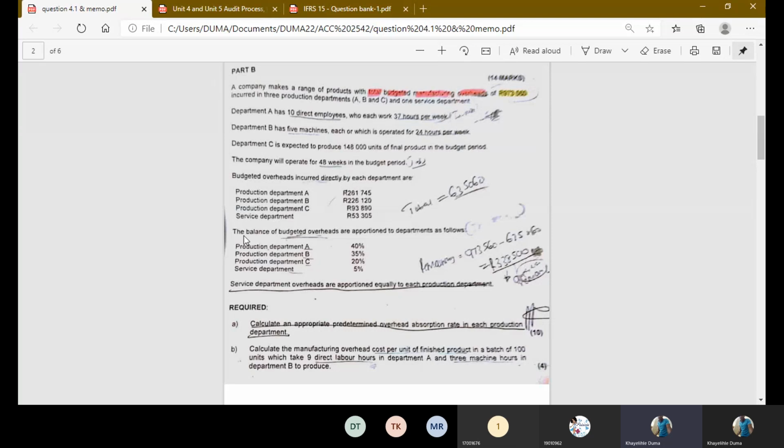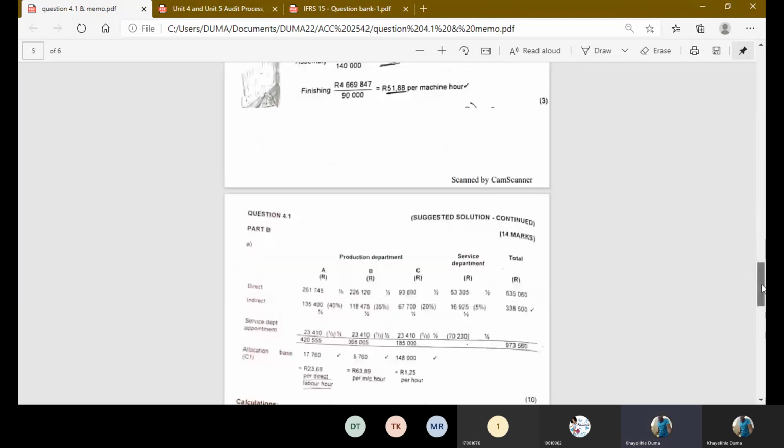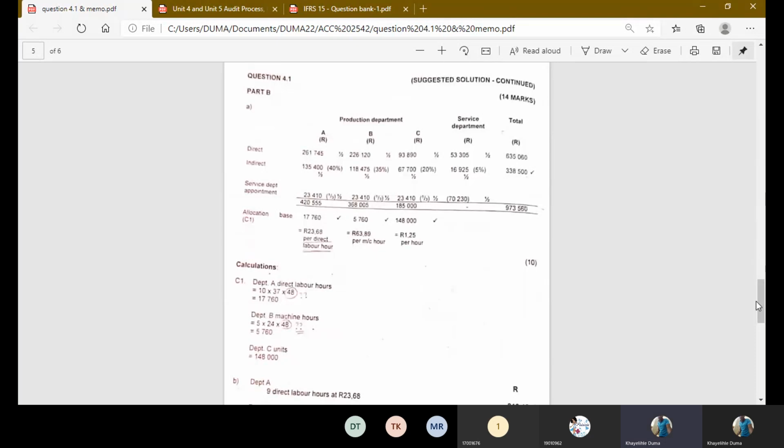And then the balance of the budgeted overheads is apportioned. We just estimate that 40% goes to A, 35% to B, and so on, with the service department at 5%. On your solution, you start by writing the ones that you are already given. You're already given that these ones are direct, so you write direct or allocated, it's up to you, and you quote them exactly as they are. The indirect ones are these, which they told you how you have to apportion.